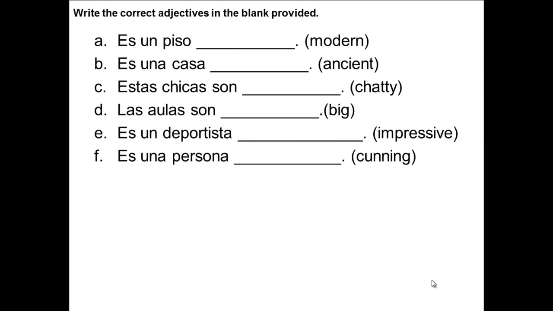Now see if you can write the correct adjectives in the blank provided. So remember, what you have to find out is the gender and the number of the noun that is being described by the adjectives. Then apply your knowledge to the adjectives and see how you get on. Por ejemplo, A es un piso moderno. It is a modern flat. Pause the recording and try the other examples here. And once you've finished, remember to self-mark your work so that you can see how you've done and correct any mistakes so you can learn from them.